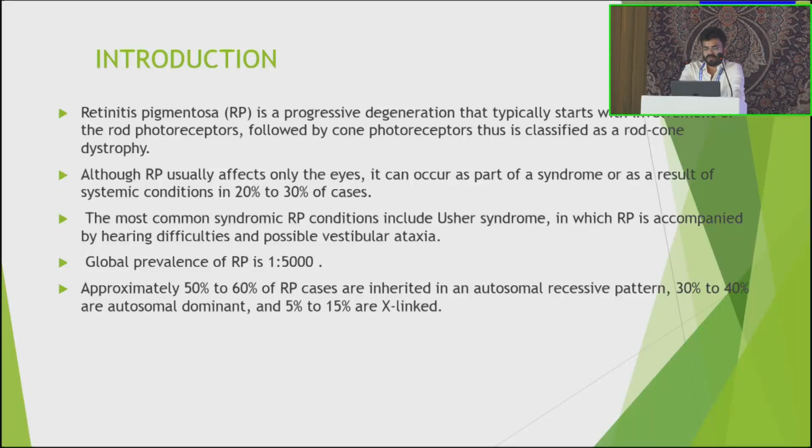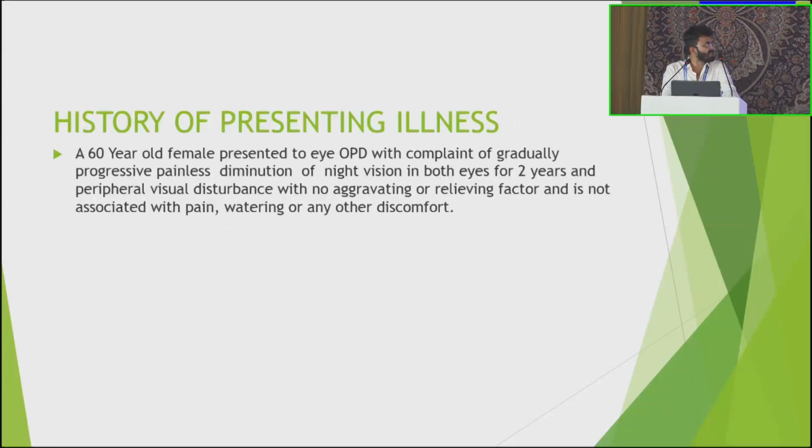The most common syndromic association is Usher syndrome, in which RP is accompanied by hearing difficulties and possible vestibular ataxia. Global prevalence of RP is 1 in 5,000. Approximately 50 to 60% of RP are inherited in an autosomal recessive pattern, 30 to 40% in an autosomal dominant pattern, and 5 to 15% in an X-linked pattern.